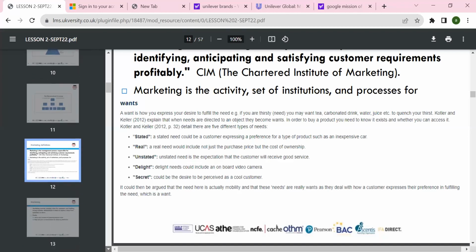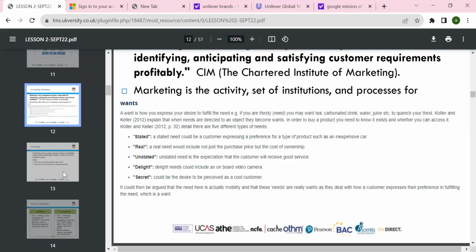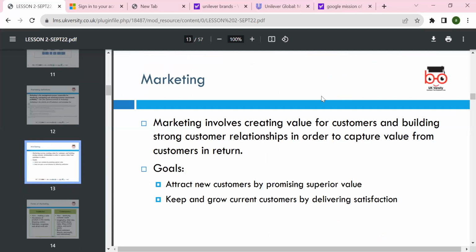So we can categorize them in different ways. Marketing involves creating value for customers, building strong customer relationships in order to capture value from the customer in return, attracting new customers by promising superior value, and keeping and growing the customer by delivering satisfaction, which will carry on.